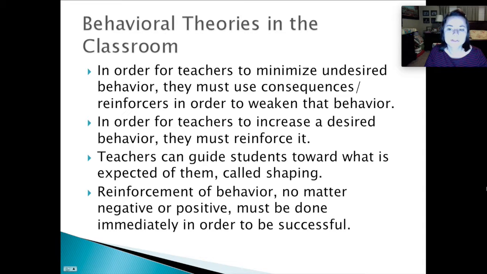Teachers can guide students toward what is expected of them, and this is called shaping. Reinforcement of behavior, no matter negative or positive, must be done immediately in order to be successful. And what this means is if that rambunctious child is being quiet during lecture time, the teacher should praise them right then and not wait a couple of days. The textbook referred to an example of learning the alphabet for elementary students. You wouldn't wait for the child to learn all 26 letters of the alphabet and then praise them. You would praise them as they would learn 2 or 3 at a time.